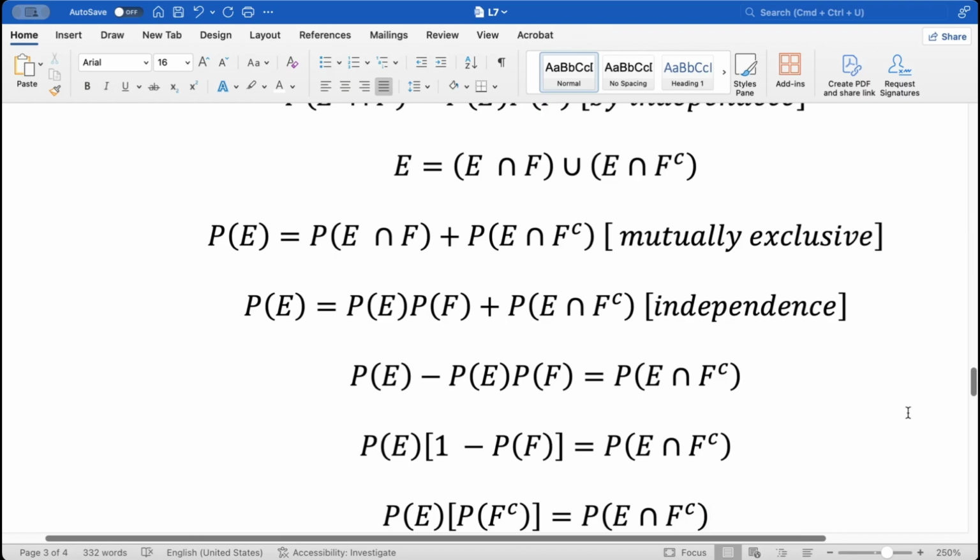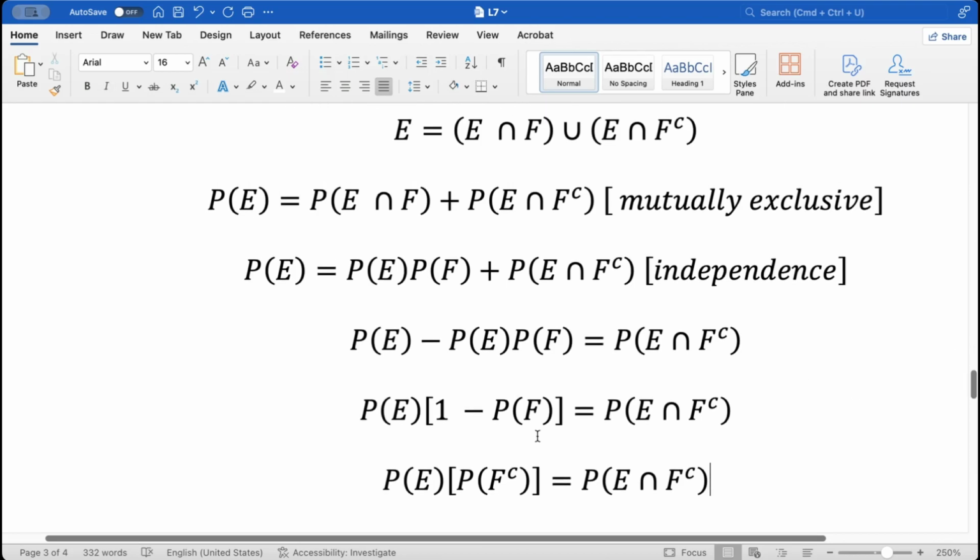And so now we have what we set out to show. We have that the probability of E intersect F complement is equal to the product of those probabilities. The brackets here are equivalent to having a parentheses, nothing special there, just indicating multiplication. And so we proved what we set out to do here, to show that if E and F are independent, E and F complement are also independent.